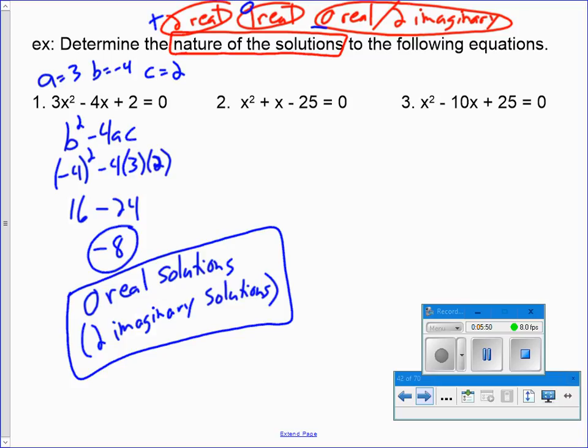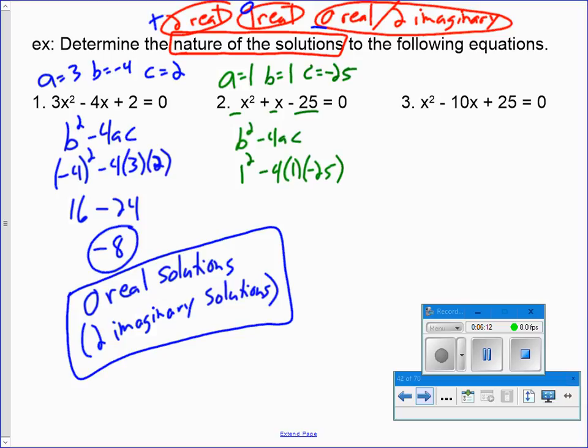So the second one's going to be about the same way. It's in standard form. So we pull off the a, b, and c, the coefficients. And we're just going to plug them into that formula, b squared minus 4ac. So that'd be 1 squared minus 4 times 1 times negative 25. So 1 squared is 1. Negative 4 times 1 is negative 4. Times negative 25, that's negative times negative, which makes a positive 100. So we have 101. So that's a positive number. So that means I get two real solutions.